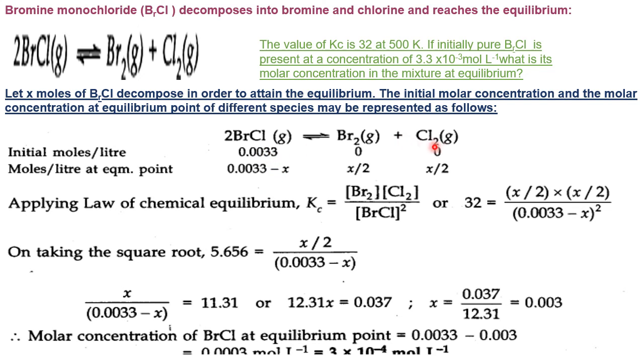How much Br2 and Cl2? Nothing, because the reaction has not started at the initial concentration. Now, what you have presumed is that x moles of BrCl decompose. As per the equation, 2 moles of BrCl give 1 mole of Br2 and 1 mole of Cl2. If I take 4 moles of BrCl, 2 moles of Br2 and 2 moles of Cl2 form. If I take x BrCl, then whatever you have taken on the reactant side, half of it forms here.